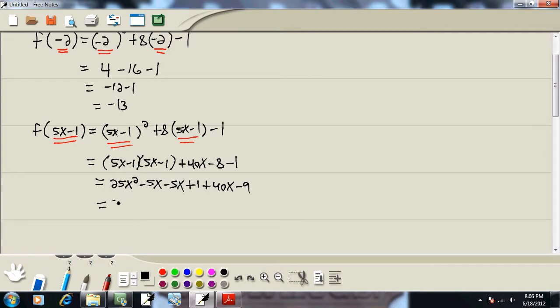Now combine together like terms. Negative 5x and negative 5x gives me negative 10x, plus 40x gives me 30x. 1 minus 9 gives us negative 8. And that would be your answer for that.